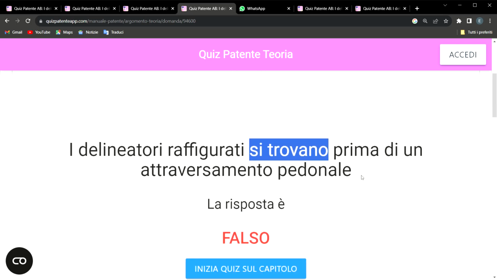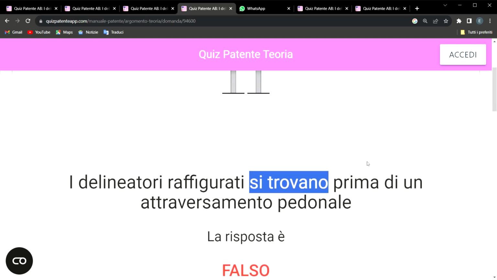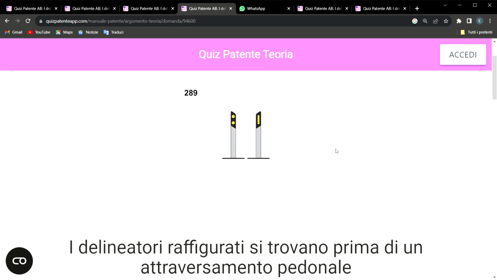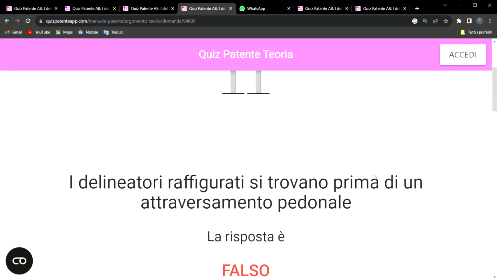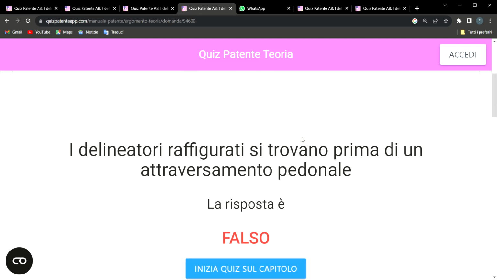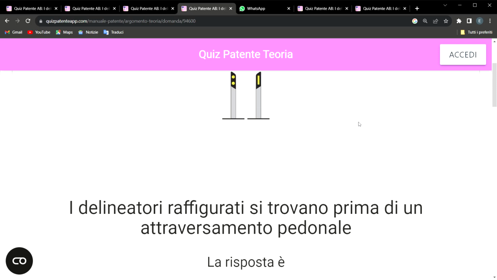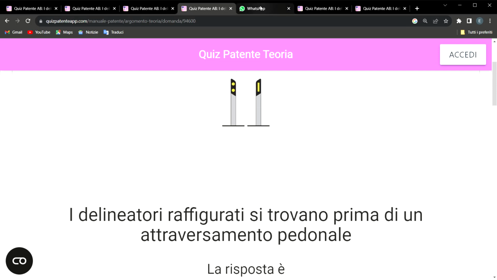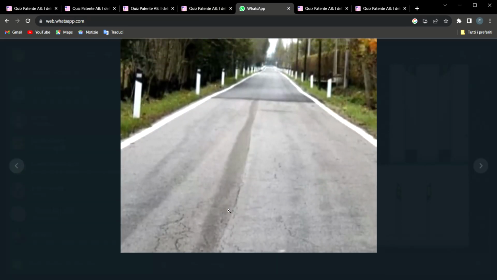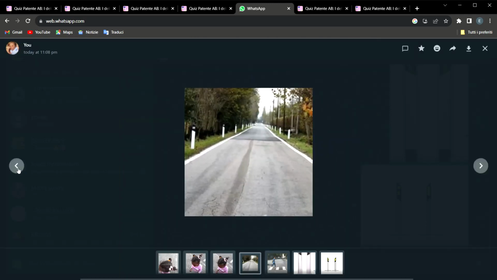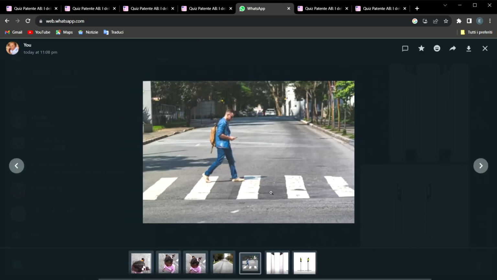So when we are talking about prima di attraversamento pedonale, they are trying to say that this very sign, this very symbol here, is found before the pedestrian crossing line, the one commonly known as the zebra line. It's talking about something like this. That very sign that we saw there is always found before this very sign.